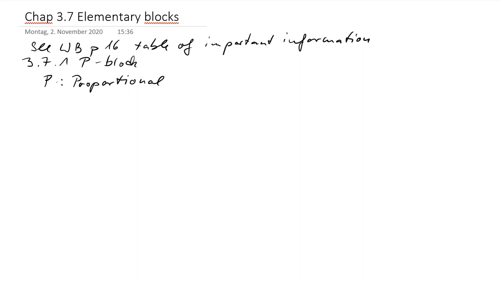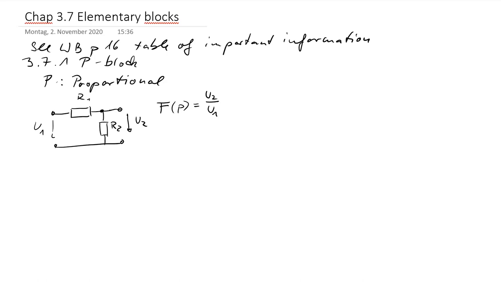First, I start with an operational amplifier circuit. Of course, a proportional block can also be a voltage divider. So look at this circuit, a simple voltage divider with two resistances, R1 and R2. If we have a voltage input and an unloaded voltage output without any current, that is a non-loaded voltage divider, then we have a transfer function which is simple. F_P is output voltage divided by input voltage, which is R2 divided by R1 plus R2.